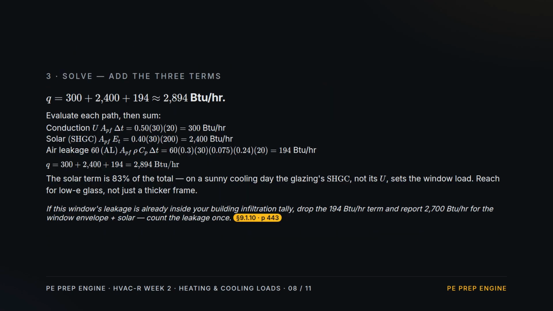Solve. Conduction is 300, solar 2400, air leakage 194. Total about 2,900. Look at the split. Solar is over 80% of it. On a sunny cooling day, the glazing coefficient, not the U factor, sets the window load. That's why low-E glass beats a heavier frame. And if you already counted this leakage in your infiltration total, drop that last term so you don't double it.